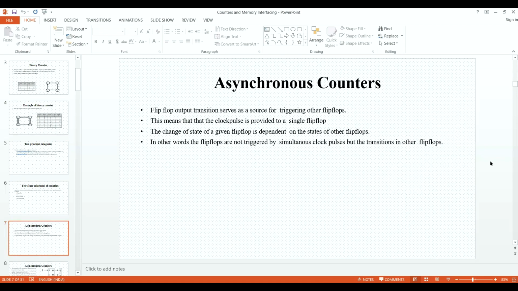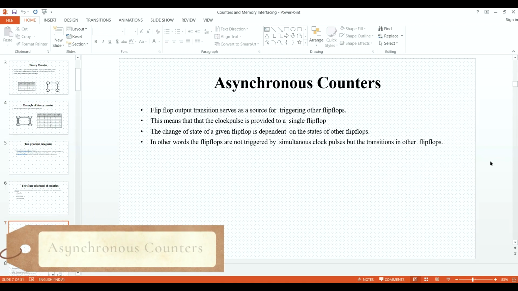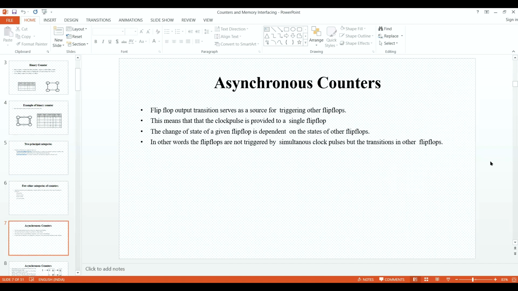Now, as I already told you, when we have an asynchronous counter, the flip-flop transition and triggering is done by the previous flip-flop, whereas the clock pulse would be given to only one single flip-flop. On the other hand, in the synchronous counter, the clock would be given to all flip-flops, and the change of state would depend upon the flip-flop output.